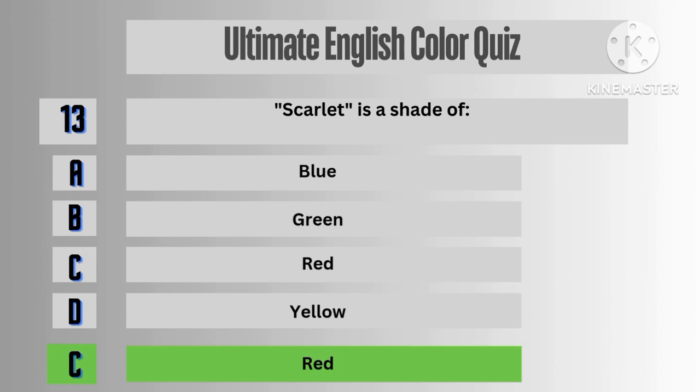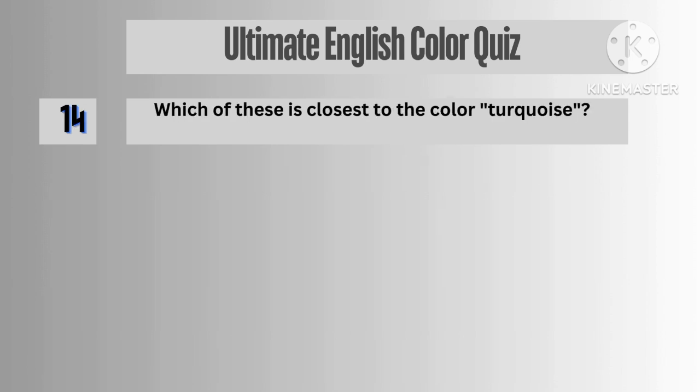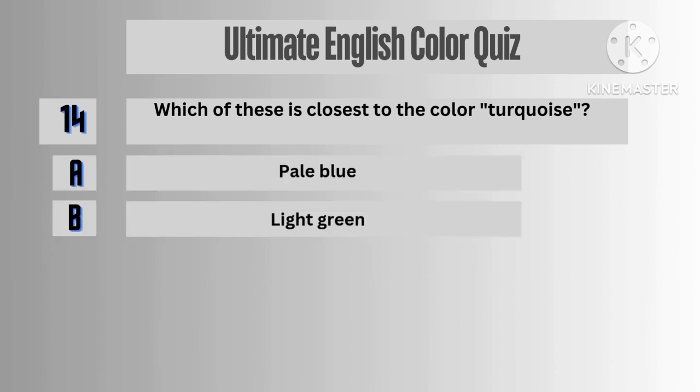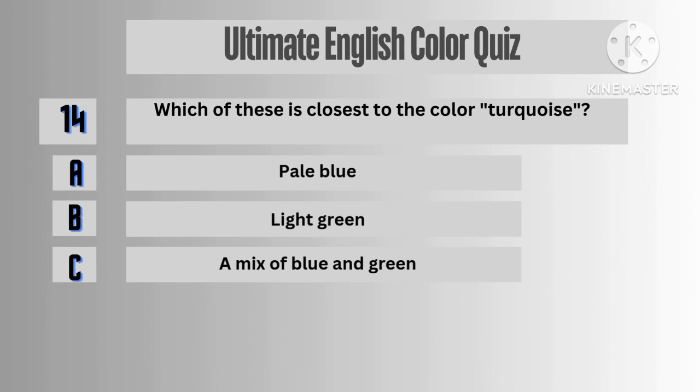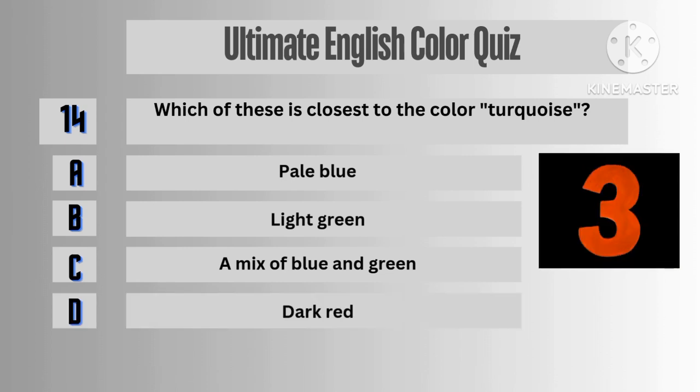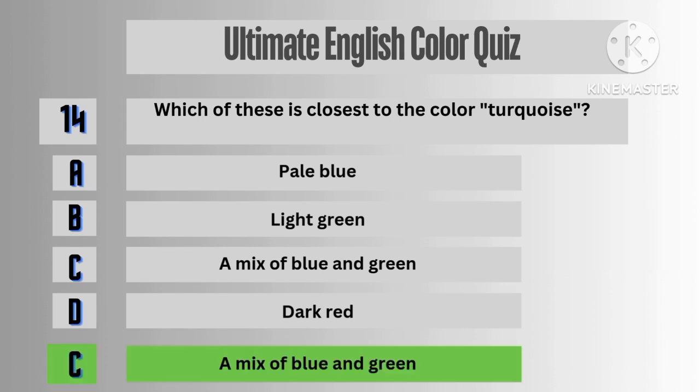Question number 14. Which of these is closest to the color turquoise? Option A pale blue, option B light green, option C a mix of blue and green, option D dark red. 5, 4, 3, 2, 1. Correct answer is C a mix of blue and green.